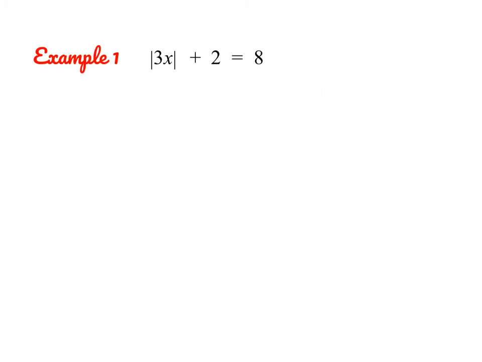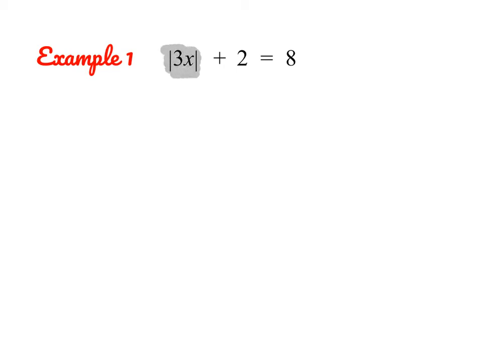So let's give this first one a try together. So remember, our first step always needs to be to isolate the absolute value. So we can do this in one simple step, simply by subtracting 2 from each side, leaving us with the absolute value of 3x equals 6.